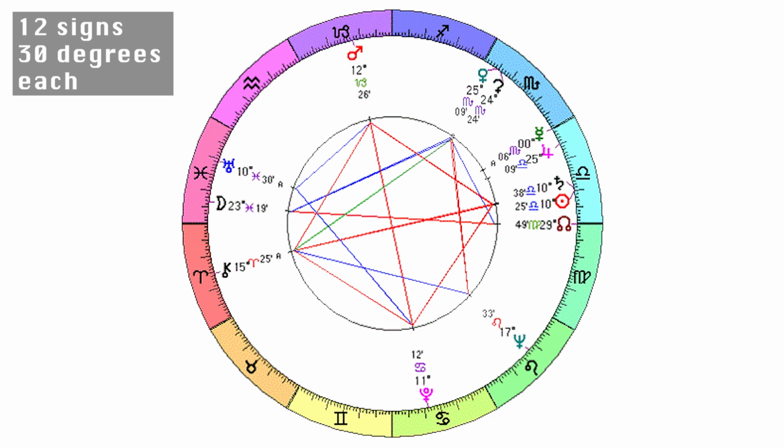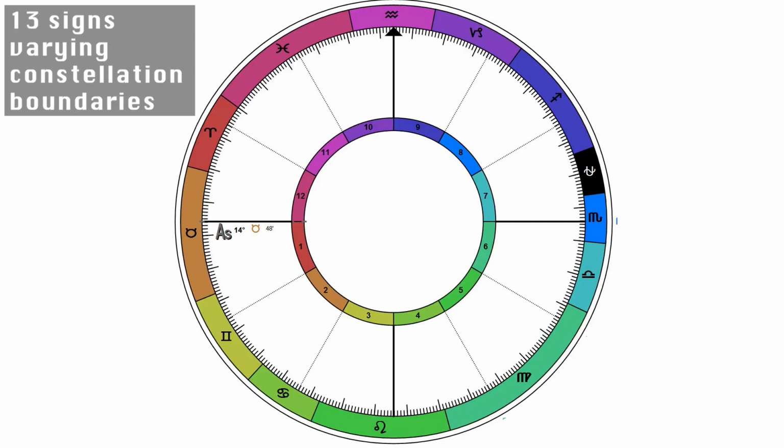And it's not what the sky actually looks like. In fact, the ecliptic passing through the zodiac would actually look a lot more like this. So you can see there's very varying sizes of the different constellations, and there's even a missing sign called Ophiuchus.